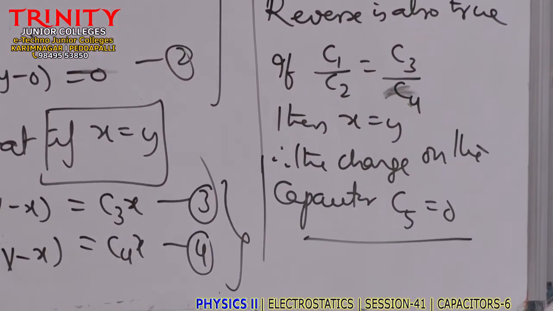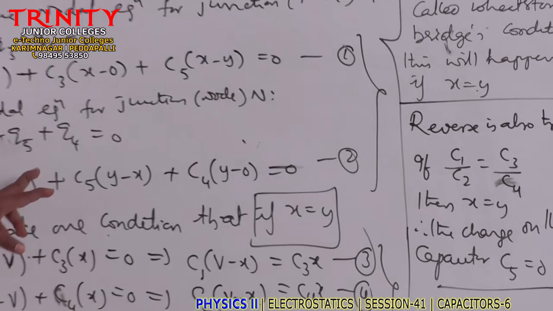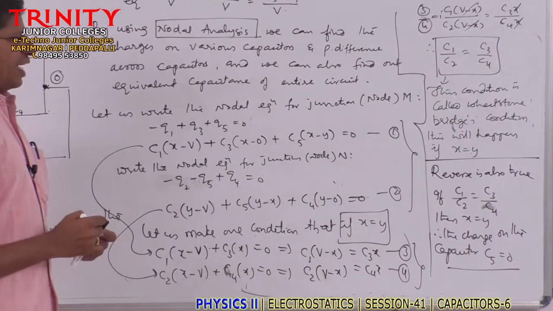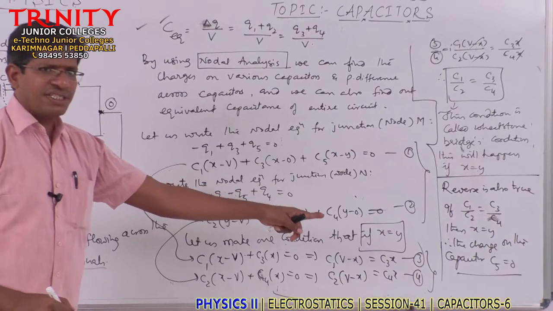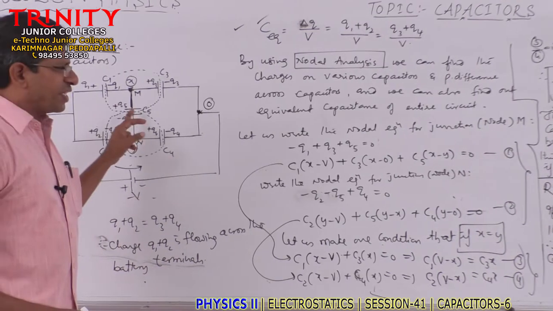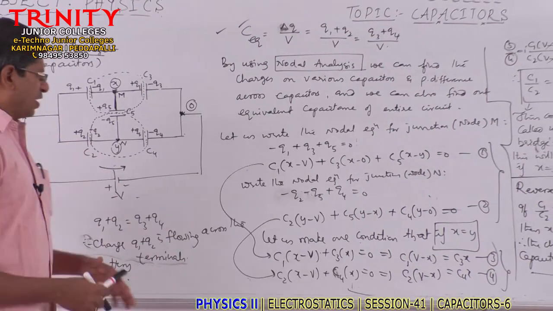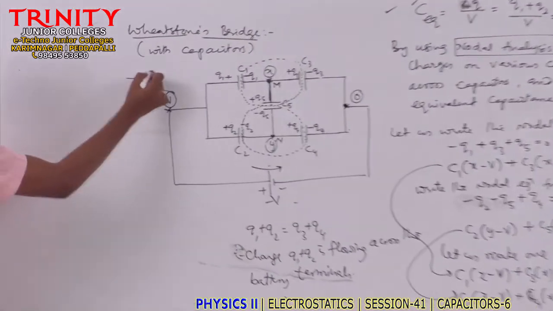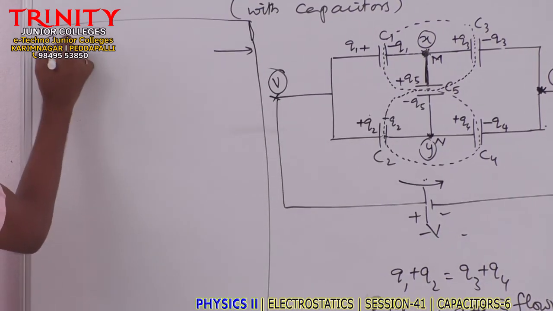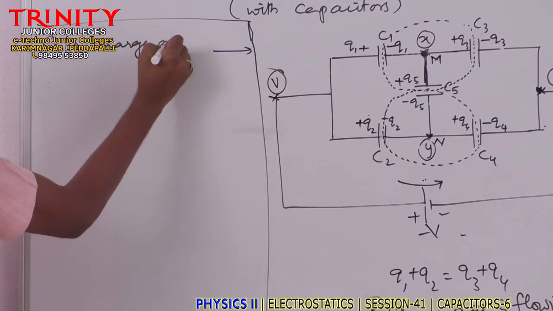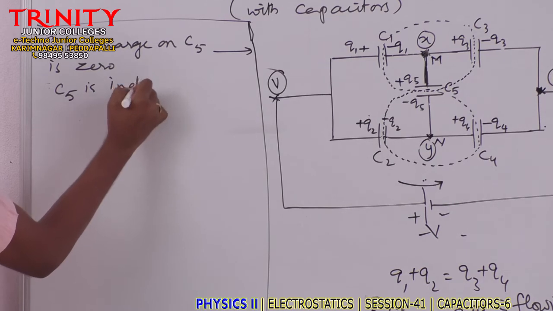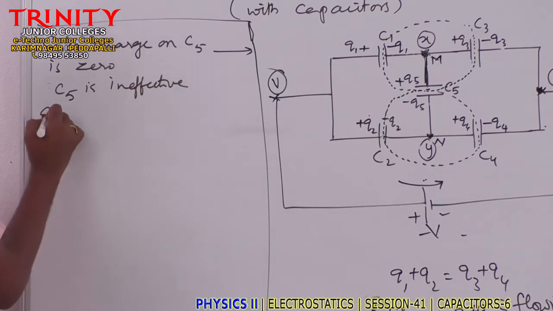So these are the end results, and our job becomes so simple by using the nodal analysis or the junction analysis. And once C phi is 0, you can remove C phi now from the circuit. That means C phi is ineffective now because there is no charge on the C phi. So therefore let me write that final point here. Since the charge on C phi is 0, C phi is ineffective in the circuit and can be removed.